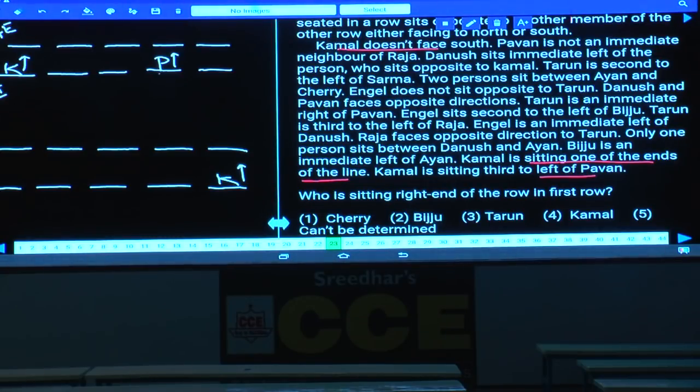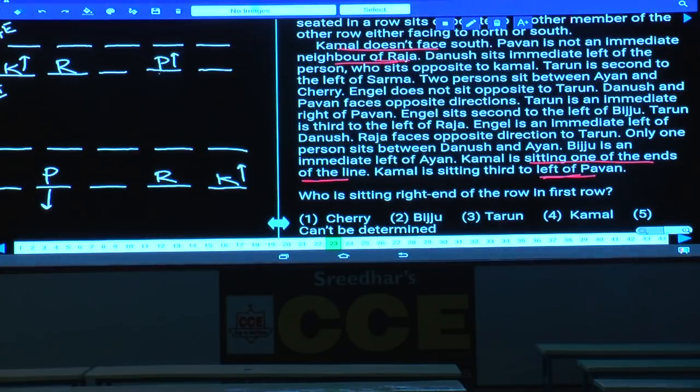Now this Pawan must be facing towards north, then only this Kamal will be south to the left of Pawan. And in this case, if Pawan is here, now this Pawan is facing south and Kamal sits south to the left of Pawan. And again, Pawan is not an immediate neighbor of Raja. As Pawan is not an immediate neighbor of Raja, this R will be here. And in the first case, R will be here.